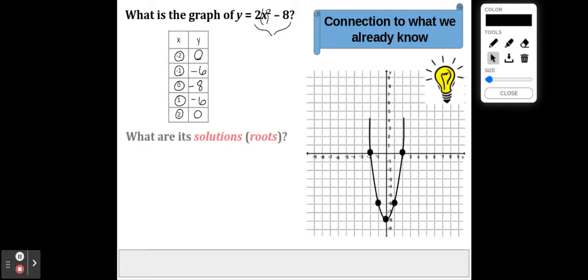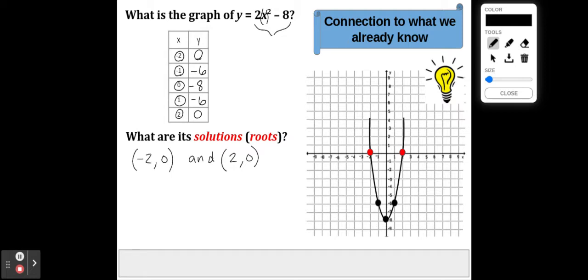Okay, so let's talk about the solutions. Remember, those are x-intercepts. So when you look at the parabola that we just graphed, where is it touching the x-axis? I'm going to change those points to red. Do you see? Those are the two places it's touching the x-axis. And so this has two solutions. And we could say that that's at the points -2, 0 and +2, 0. Those are the two x-intercepts. So those are the two solutions.